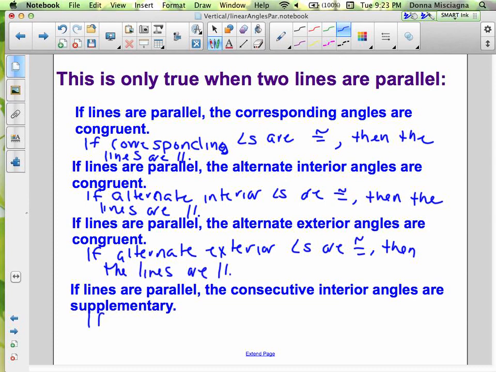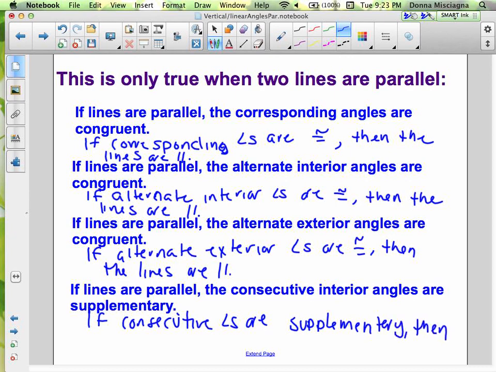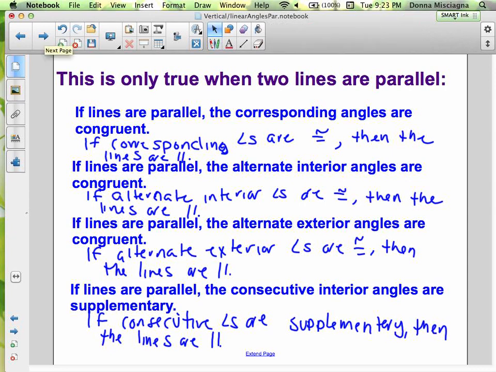And finally, if consecutive angles are supplementary, then the lines are parallel. Okay. So if we know the lines are parallel, we know corresponding angles, alternate interior angles, and alternate exterior angles are congruent, and the consecutive interior angles are supplementary.